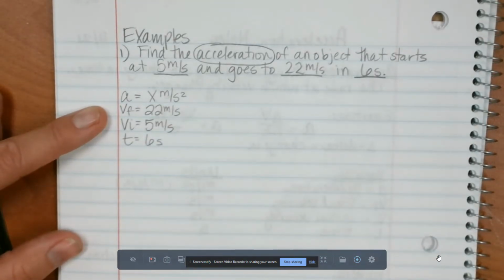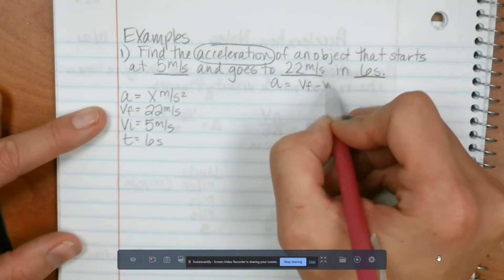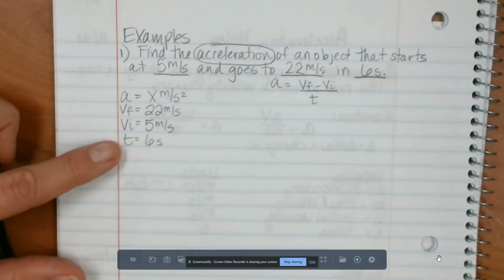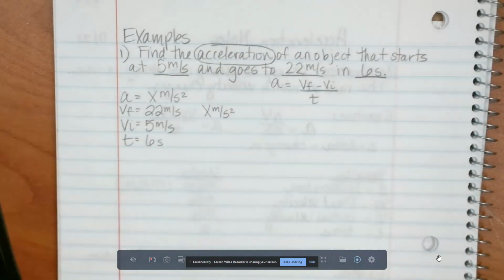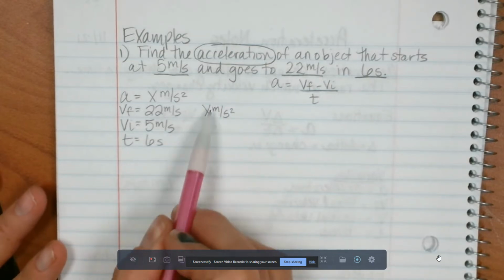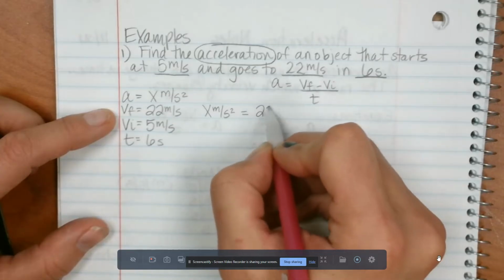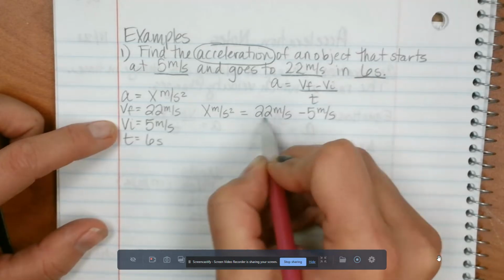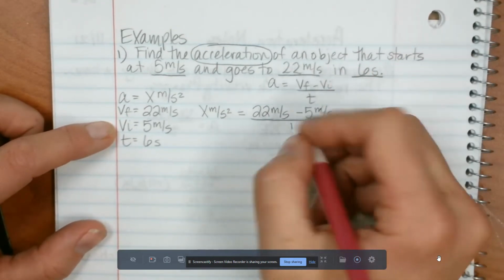So now we got to figure out the equation. We're going to use the acceleration equation. So A equals Vf minus Vi over T. And we're just going to plug these into that equation. So X meters per second squared. And remember, the squared is just the seconds. It's not any numbers. You never square the number. Equals my Vf, 22 meters per second, minus my Vi, 5 meters per second, divided by my time, which is 6 seconds. Here's a 6.